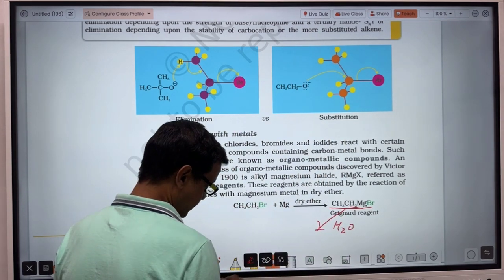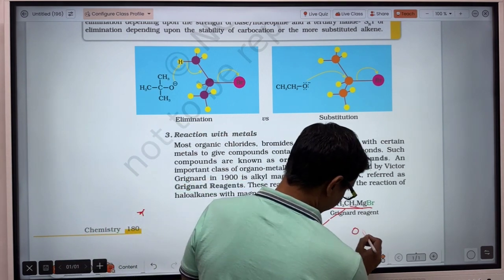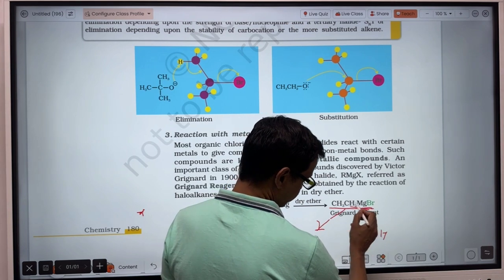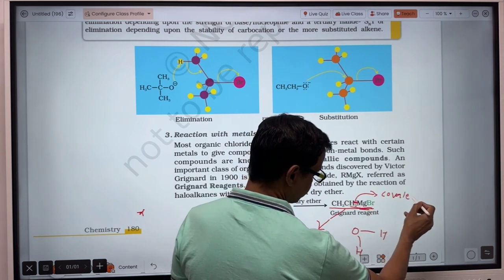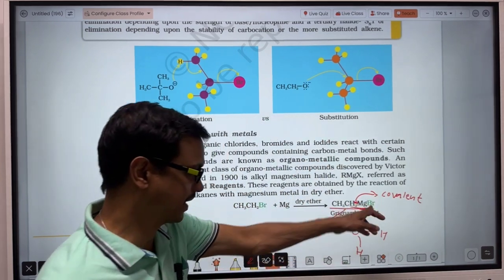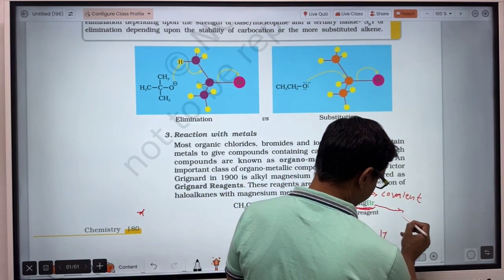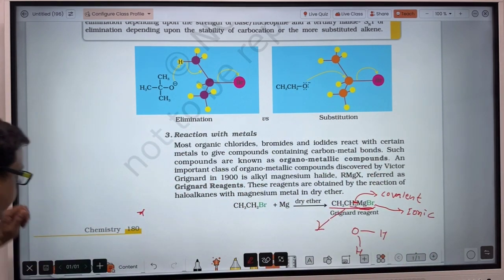So when water is taken here, it will dissociate into H plus and OH minus ion. In Grignard reagent, the bonding between carbon and magnesium is covalent, while the bonding between magnesium and halogen is ionic. So firstly, watch out for this and write it down.